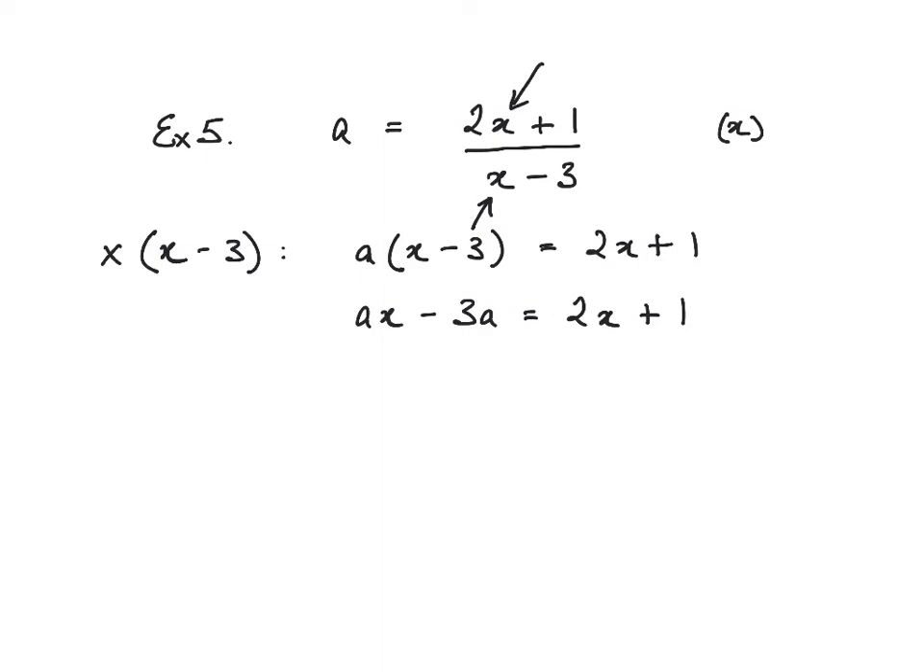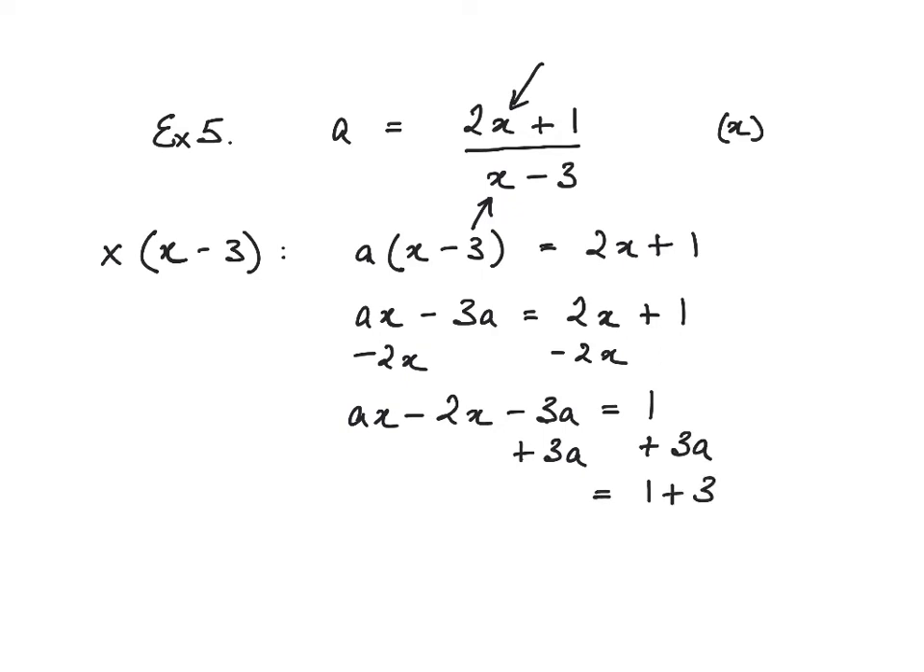I want to get the x terms together. So what I'm going to do is ax take away 2x minus 3a equals 1. I'm going to get rid of this term. 1 plus 3a.